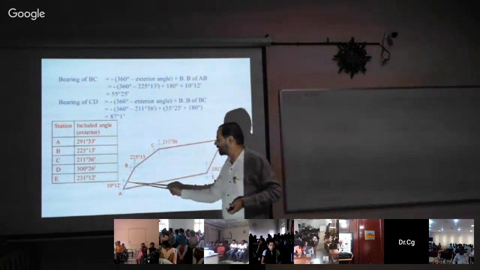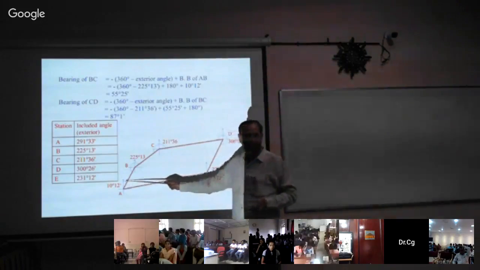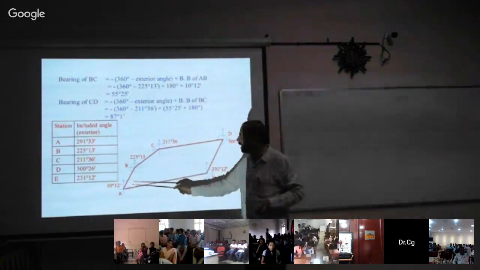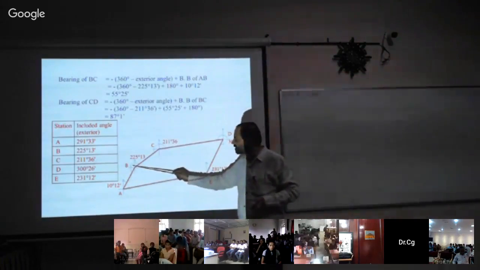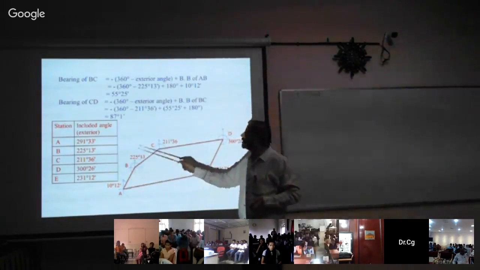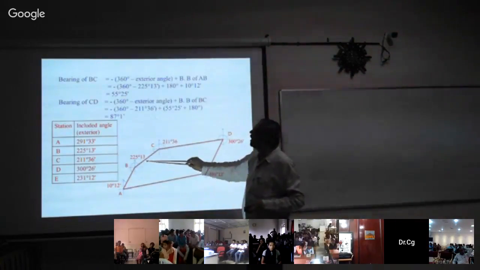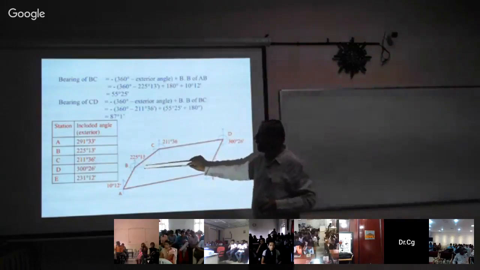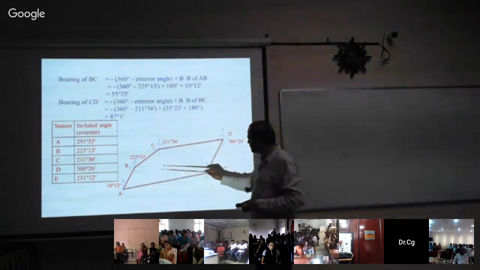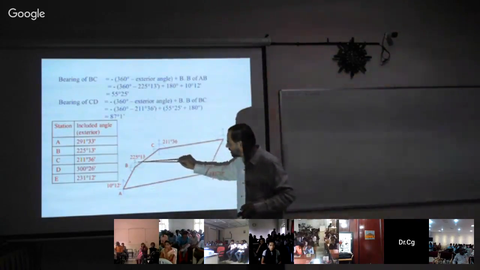They have given the orientation here, isn't it? Orientation means the bearing of the line AB. The AB line is given. Therefore, they have asked to calculate the exterior angle, no? So for this traverse, we need to calculate the exterior angle.